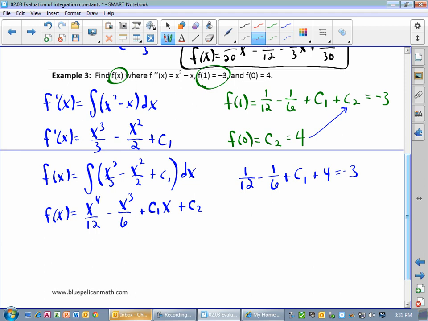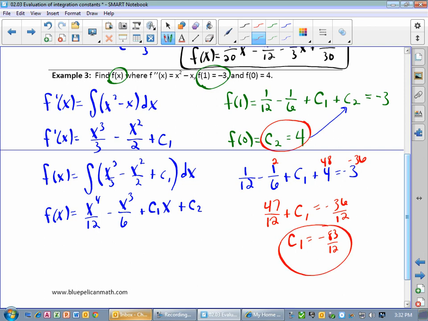So the common denominator I see here is 12. So I've got 12 as my biggest. So I'd have 2/12. 4 times 12 is 48, so 48/12. And then -3 would give me -36/12. So 1/12 minus 2/12 is -1/12. Plus 48 gives me 47/12. Plus c1 equals -36/12. So then I subtract 47 from both sides, so c1 would be -83/12. So we already knew c2, just solve for c1, and all we need for our function is c1 and c2.